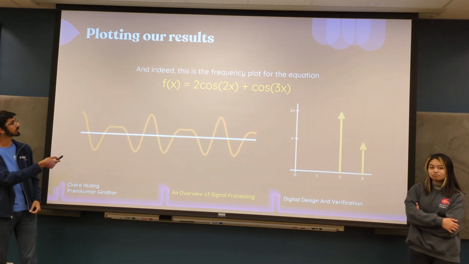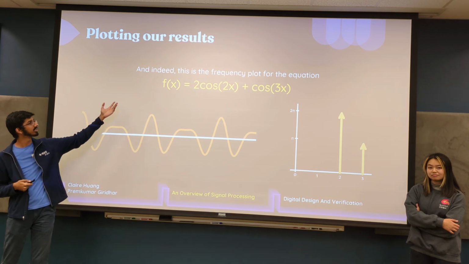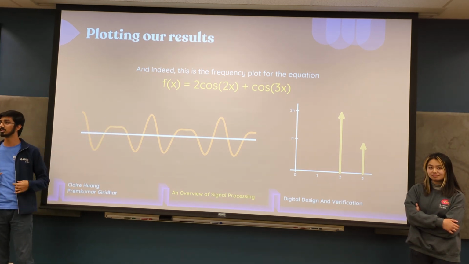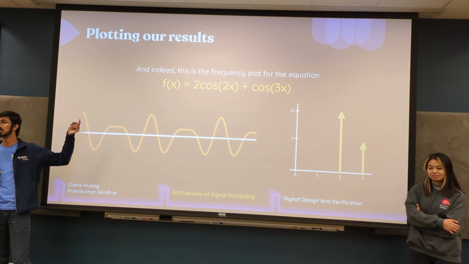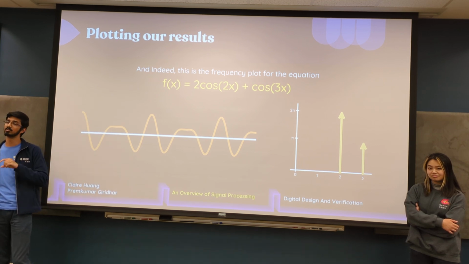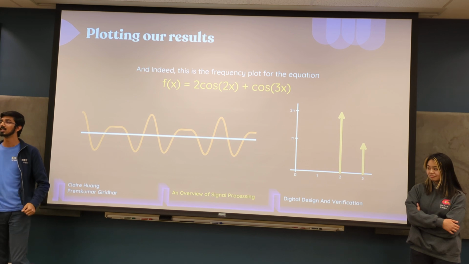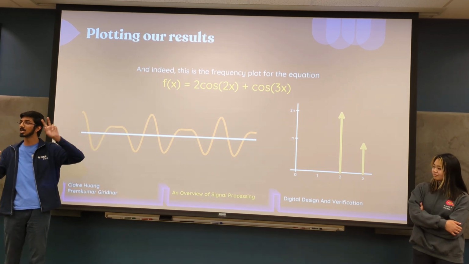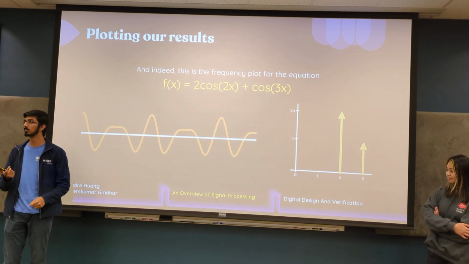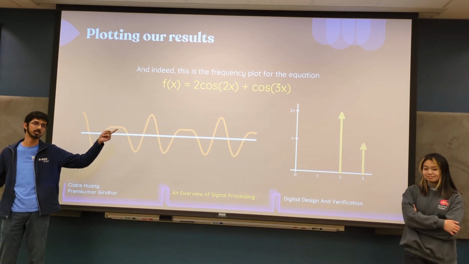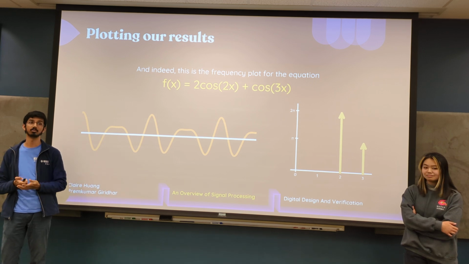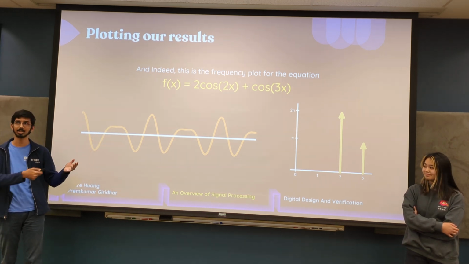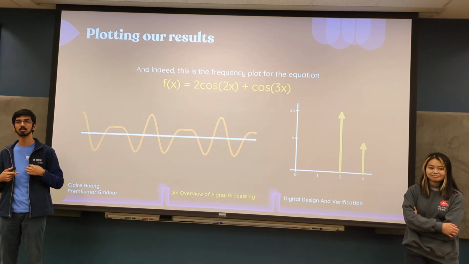And if we look at the original equation, this is the plot for it. It's cosine with amplitude 2 and frequency 2, added to a cosine of amplitude 1 with frequency 3. So we can see that the cosine with frequency 2 was in fact 2 times as much of a contributor to the signal than the cosine with frequency 3. Does that make sense to everyone? Does everyone understand how we use the tools that Claire talked about to derive all of this?